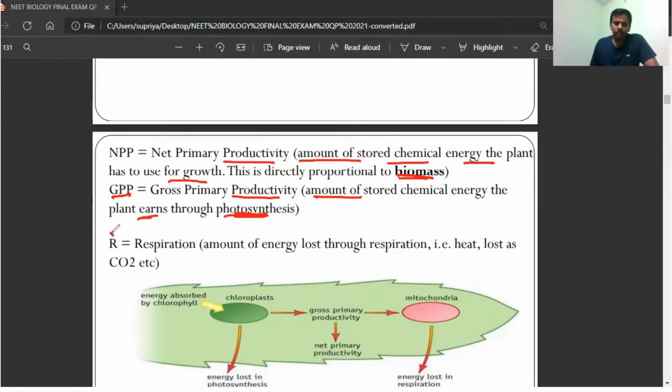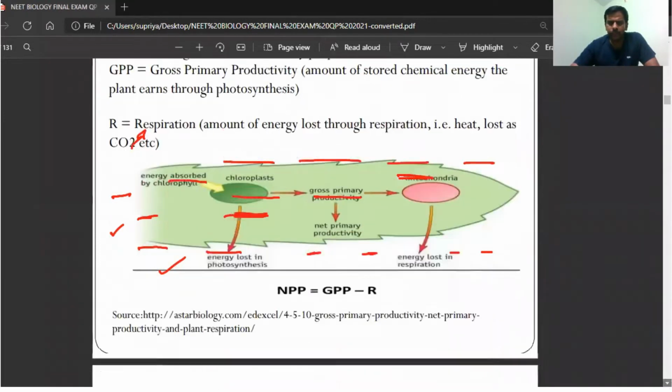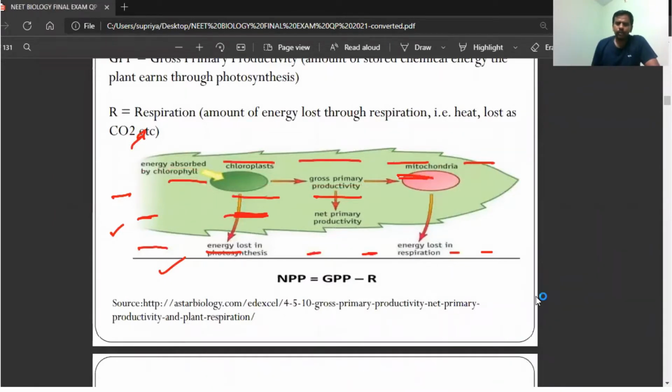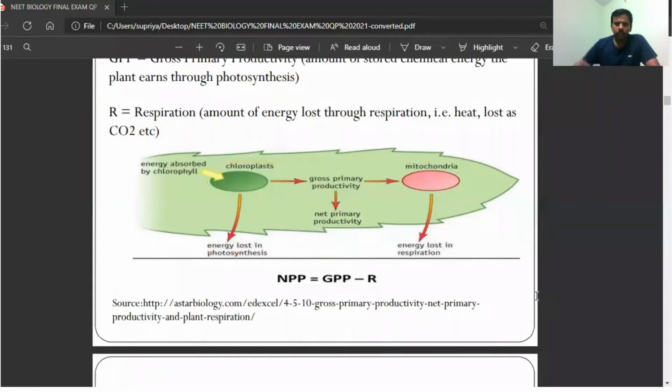Now what is actually R? R is respiration loss. It means the amount of energy lost through respiration, in the form of heat, as CO2, etc. Whatever loss there was through respiration, in the form of heat or any other form, the remaining energy will be used to increase the biomass. It means GPP minus R equals NPP, or you can write NPP equals GPP minus R.